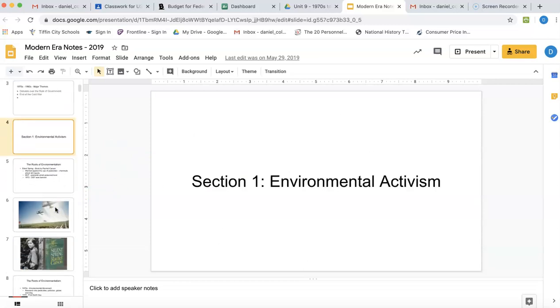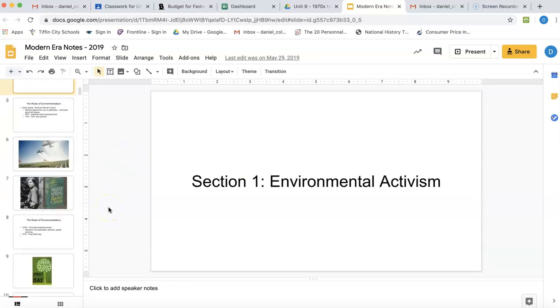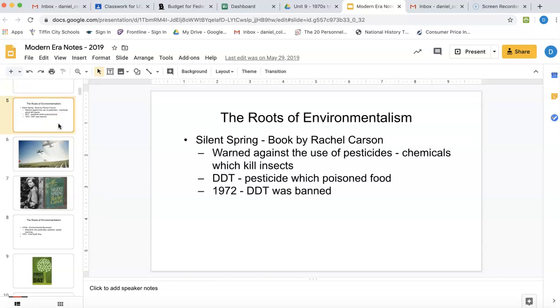So our first section, the only section we're going to do today, is about the environment that you see in the 1970s. The beginning of environmental activism, trying to make their environment better. The roots of the environmental movement actually began with a book. The book was called Silent Spring. It was written by Rachel Carson, and it was a book about the use of pesticides.